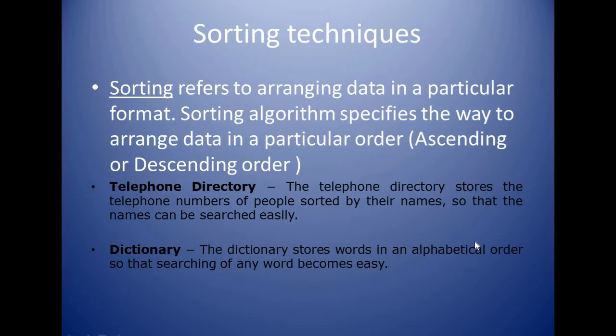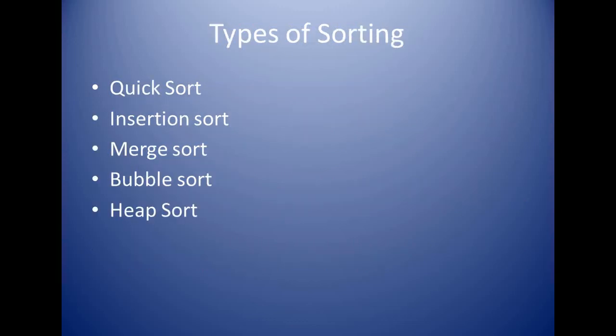Next one is sorting techniques. What do you mean by sorting? We already know that sorting is the arrangement of elements in ascending or descending order. For example, telephone directory, dictionary, everything comes under sorting only. For example, in a dictionary, A to Z, the alphabet will be in sorted order. Okay. So there are many types of sorting.